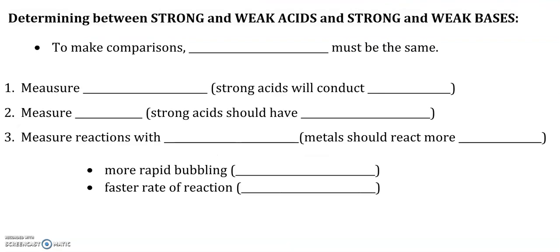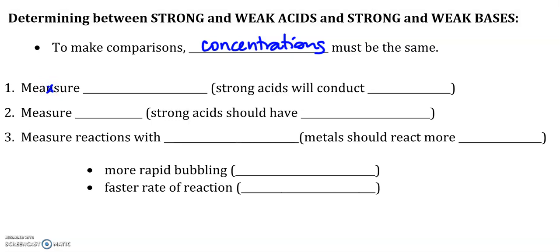Okay, so one last piece to this. If you're looking at an acid or a base, how do you determine if it's an acid or a base? And then how do you determine, reaction-wise, if it's strong or weak? So if you're going to compare things, first, they need to be the same concentrations. They've got to be the same concentrations if you're going to determine if it's strong versus weak.